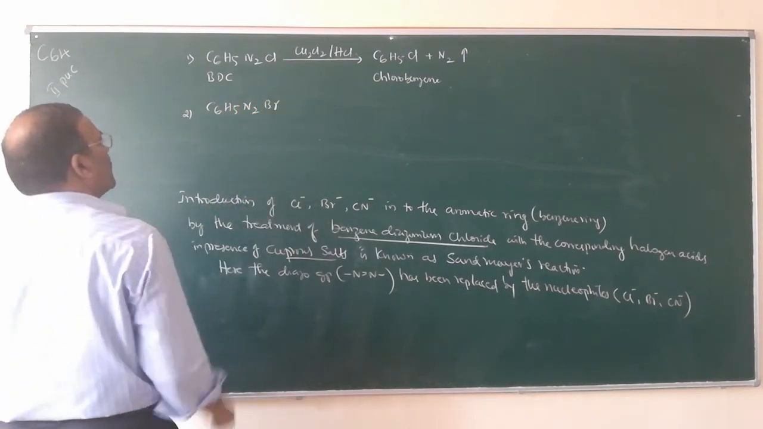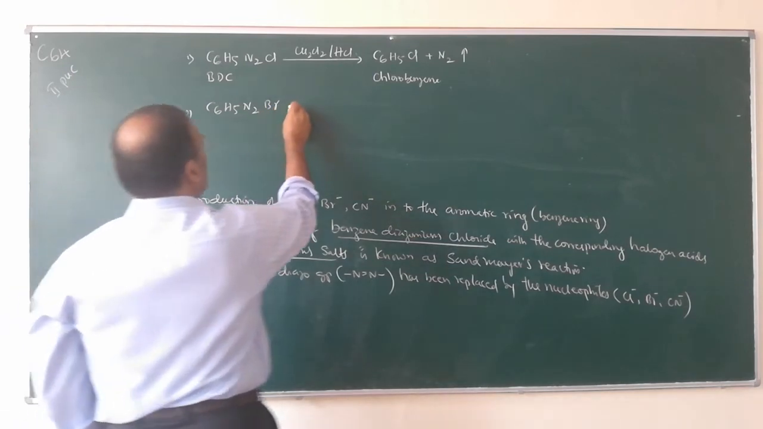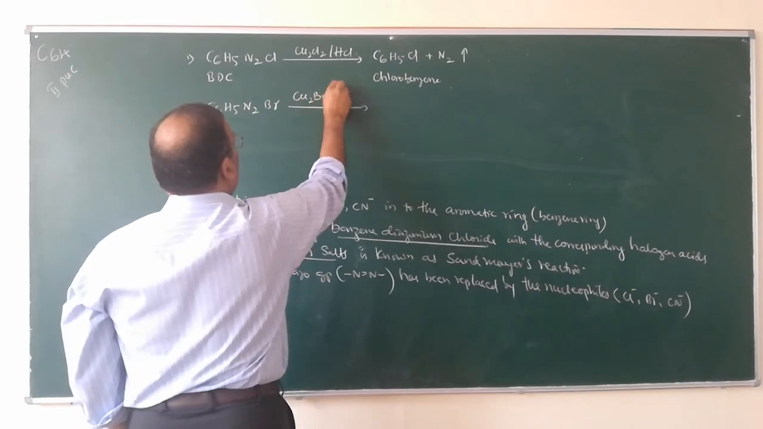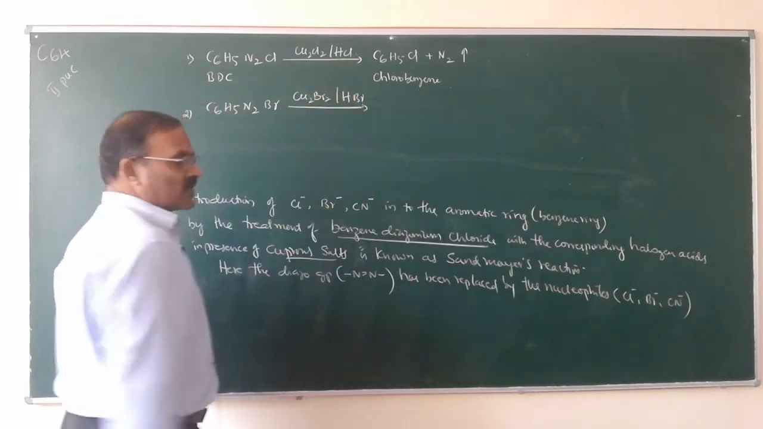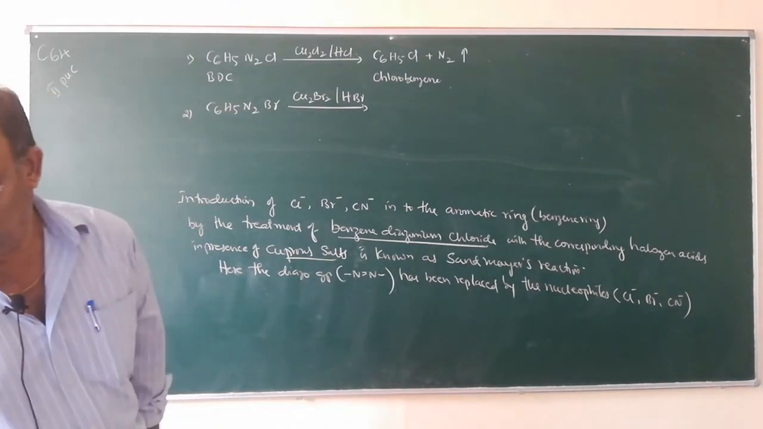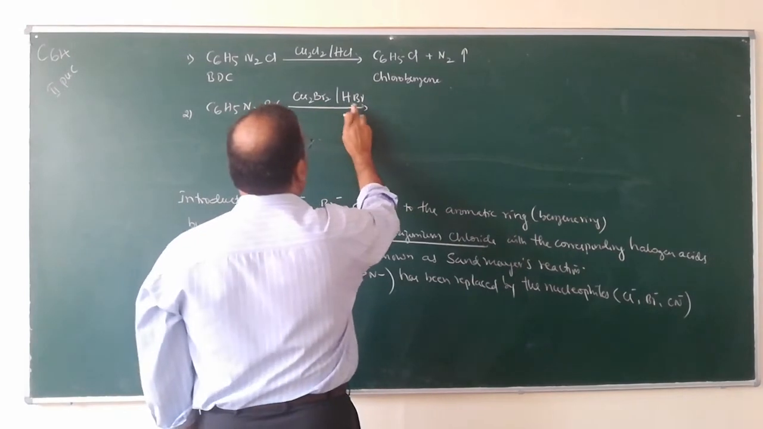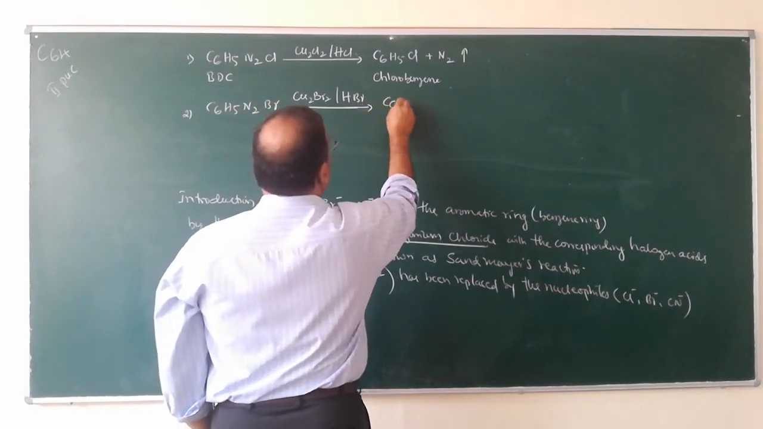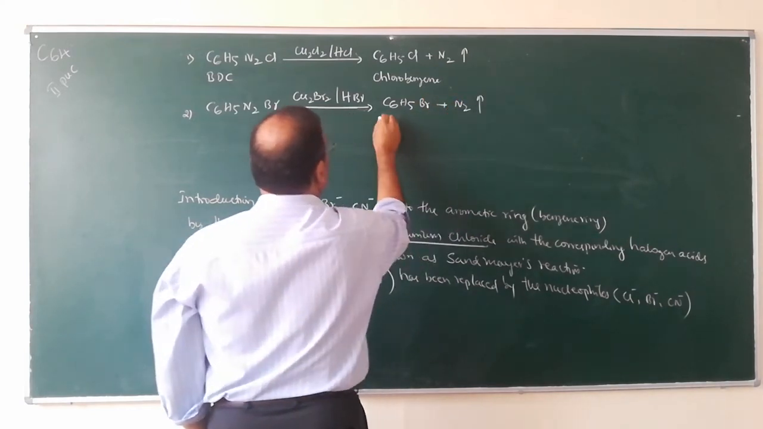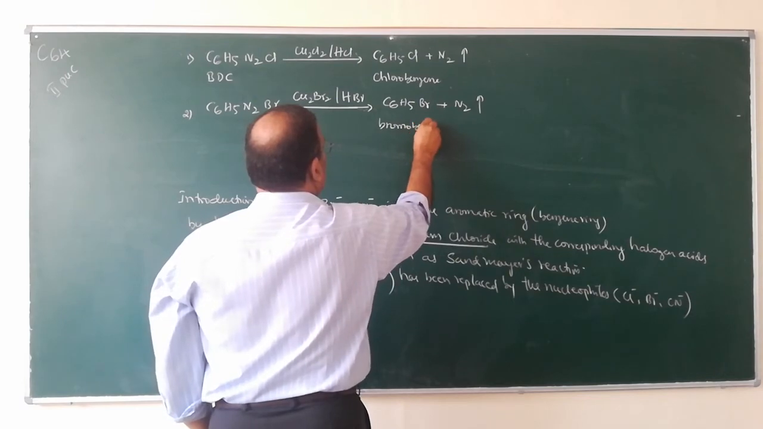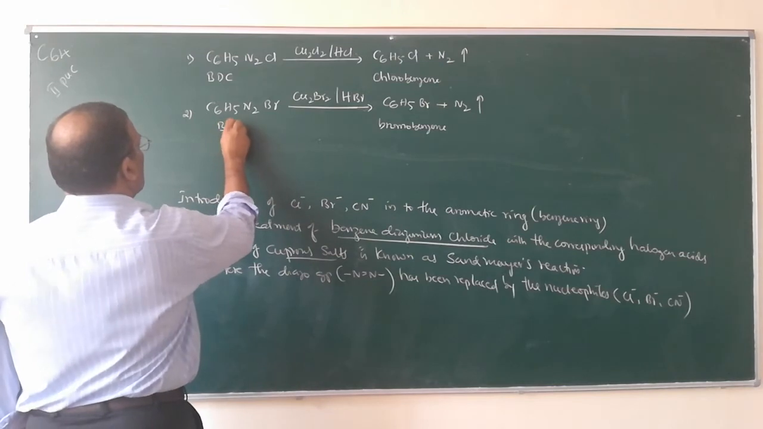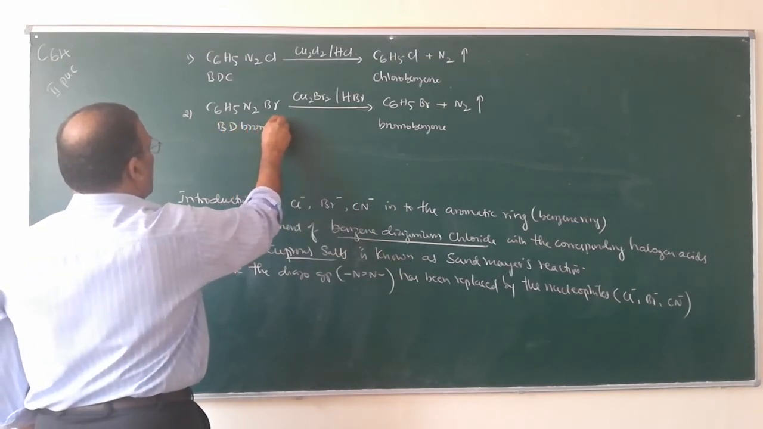C6H5N2Br. This is benzene diazonium bromide. When it reacts with Cu2Br2 in presence of hydrogen bromide, you will get C6H5Br plus N2. This is bromobenzene.